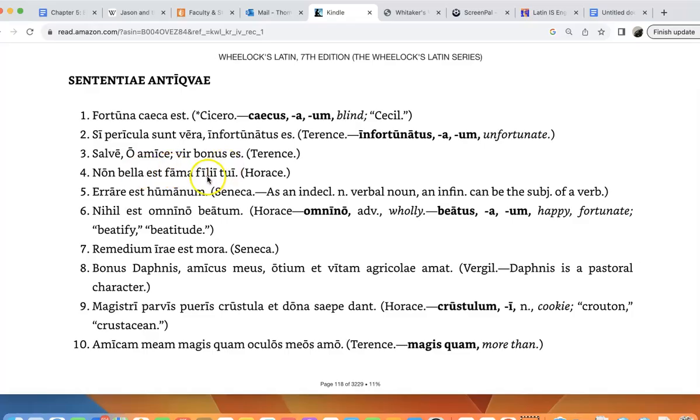But then we got to put it in a way that makes sense in English. So remember, this is the great Latin writer Horace. So we're going to have to think about how to write it and express it in English so it doesn't sound weird. Yeah, so there's our verb is, there's the adverb not, bella, fama are both adjectives, and then we have the genitive object here.